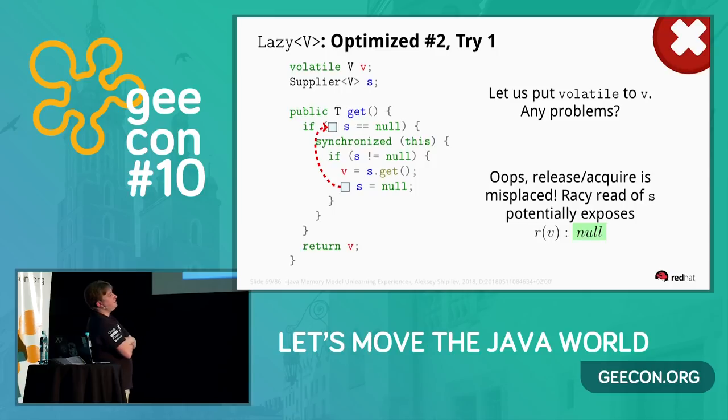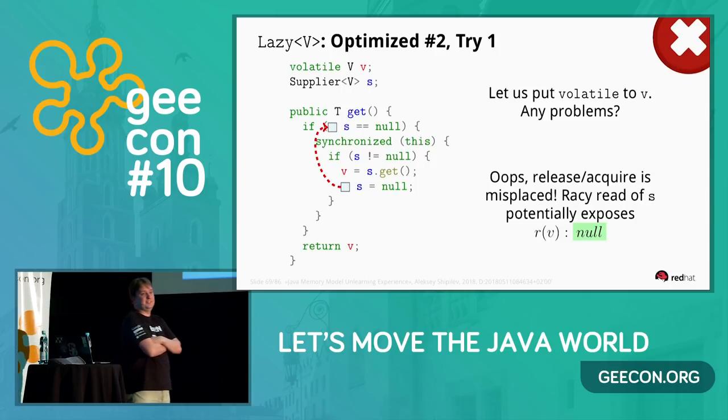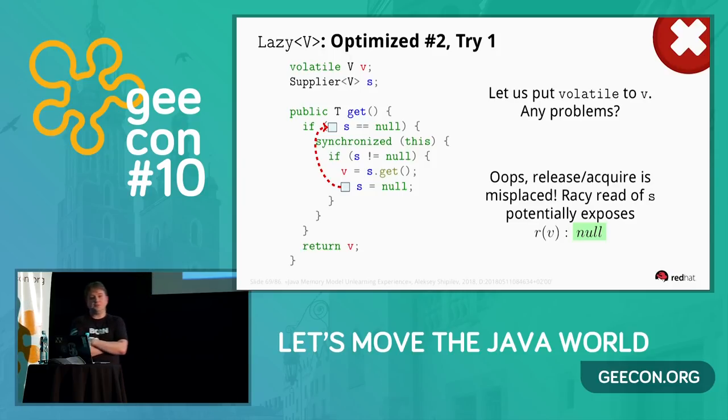Yeah, so basically, release acquire is misplaced. This S thing is not synchronized, right? It misses the volatile. So this is where it gets all freaked out, and you can miss the things about V. You can actually return V null. And after you scratch your head, how did that happen?